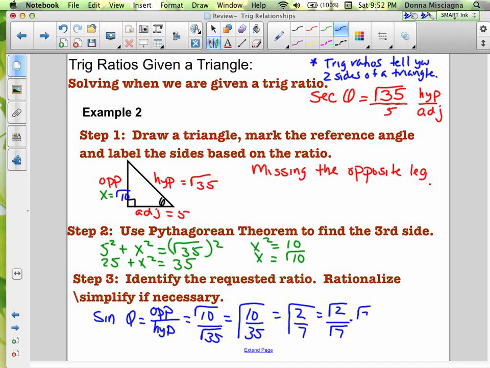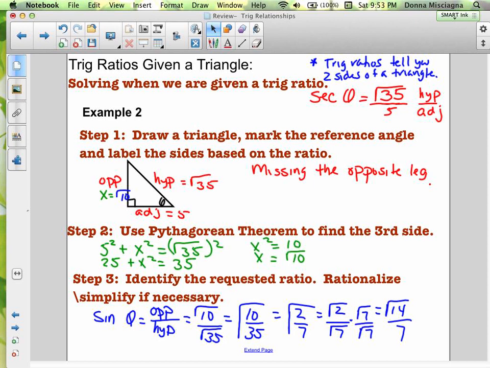To rationalize, we'll just multiply by the square root of 7 over the square root of 7. Square root of 2 times the square root of 7 is the square root of 14. Square root of 7 times the square root of 7 is the square root of 49, which is just 7. Now these do not reduce, right? Because a radical and a number not under a radical can never reduce. Number reduces with number, radical reduces with radical. All right? And so it's that easy.